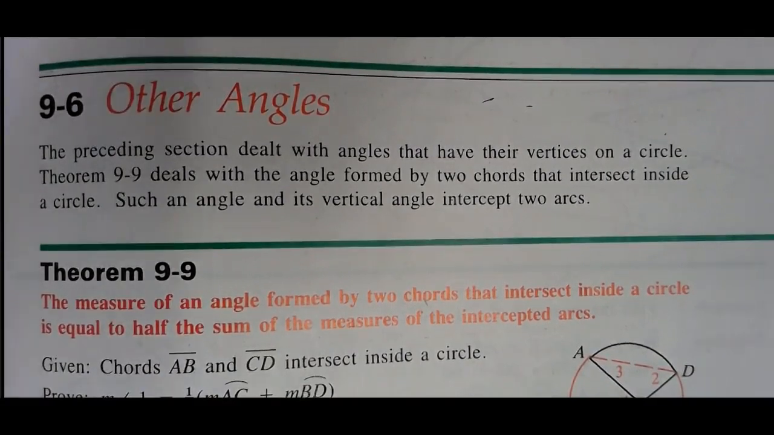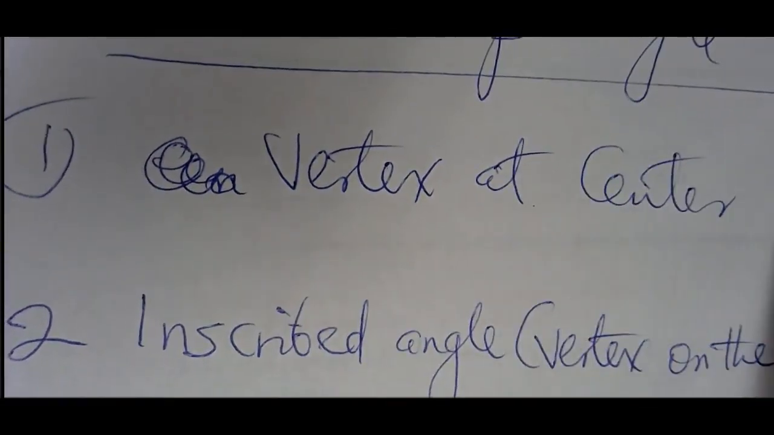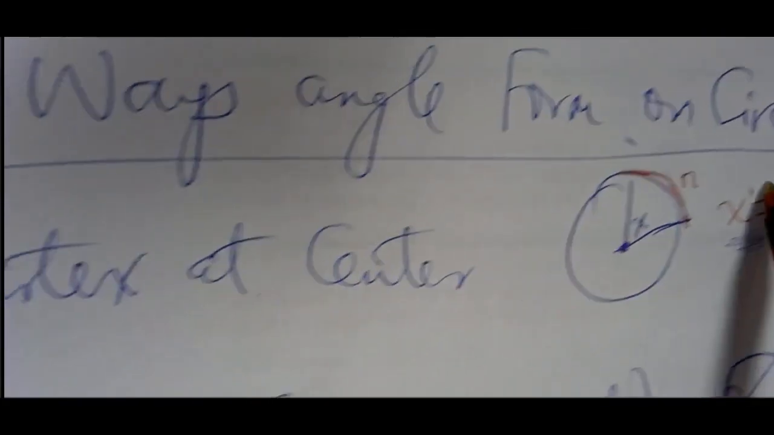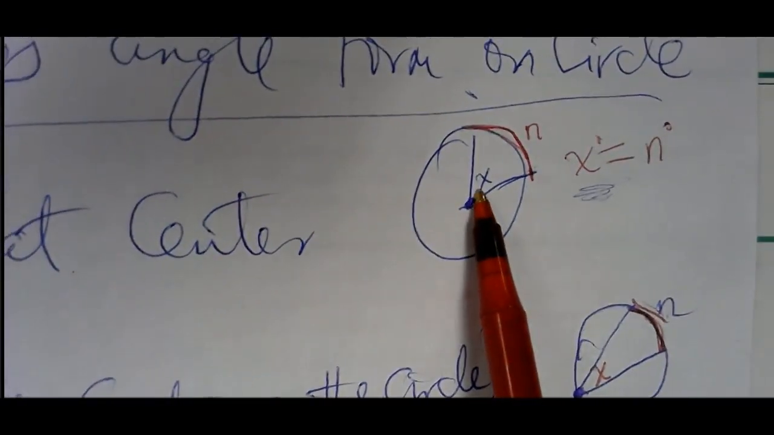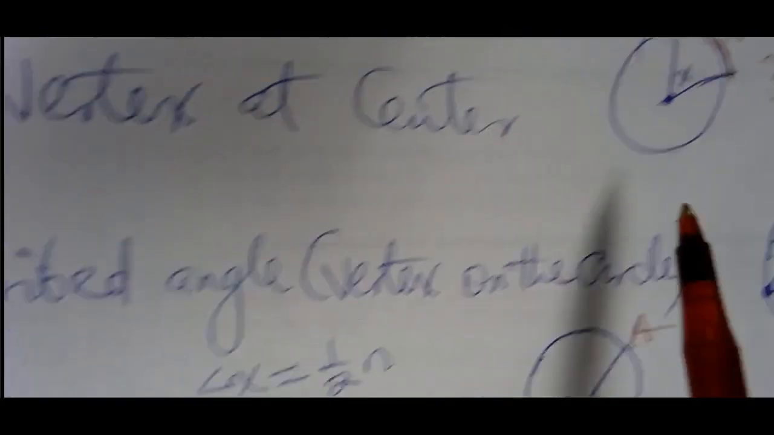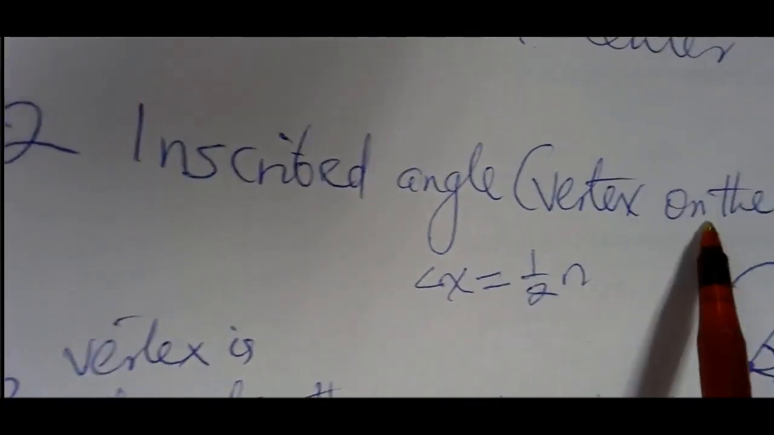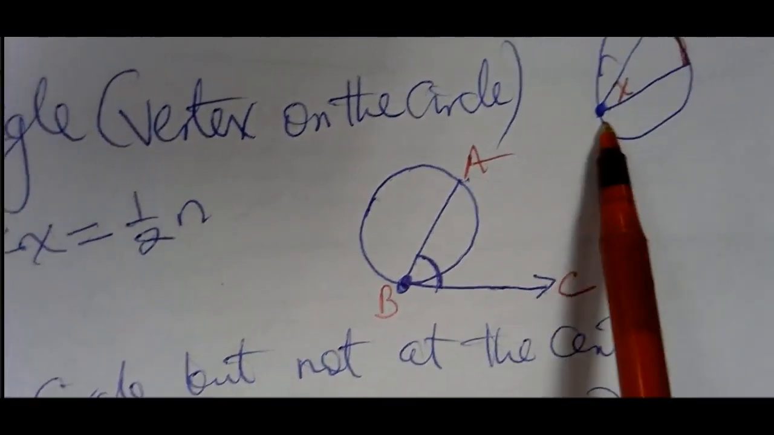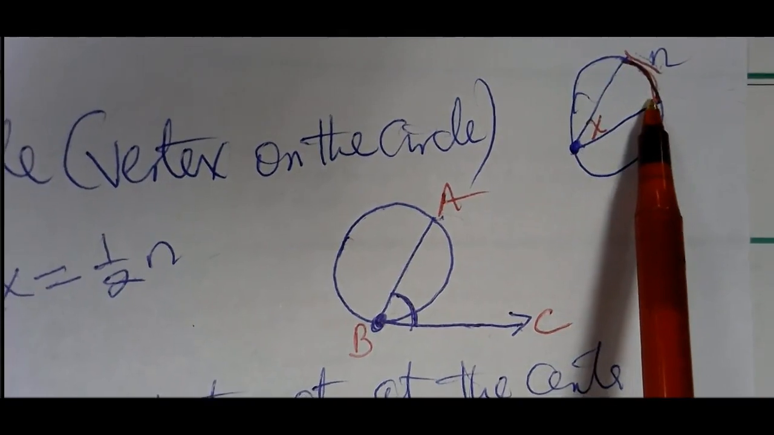In our previous lessons, we looked at 4 ways to form an angle on a circle. So one is when the vertex is at the center. In that case, the angle is equal to the arc that it intercepts. The second one is when it is inscribed, when the vertex is on the circle. In that case, the angle is 1/2 of the arc it intercepts.